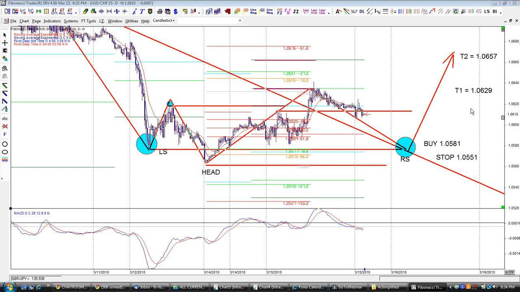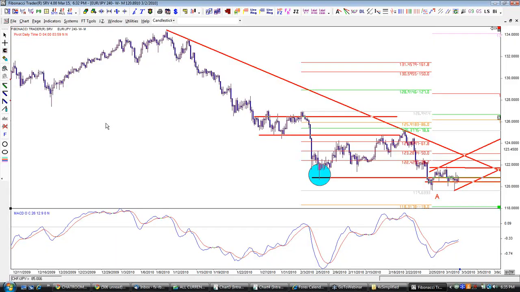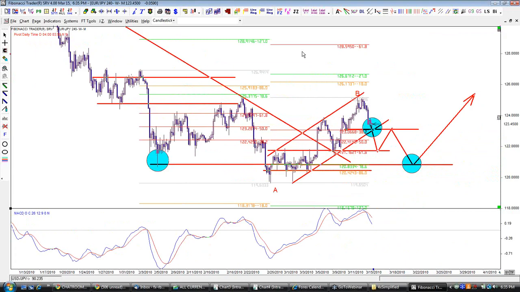Victor is asking where we'll place the stop on 4-hour Euro JPY. Let me take a look at it. For this trade, if we see this Gartland forming, I will go to the 1-hour chart and I will be looking for entry based on the 1 hour, and I will place my stop based on the 1-hour chart.